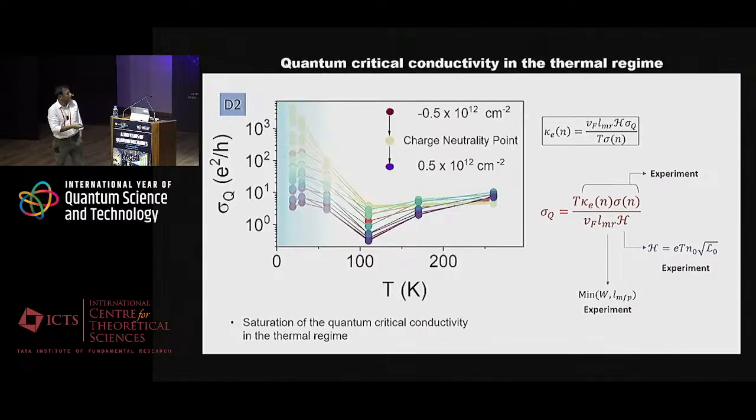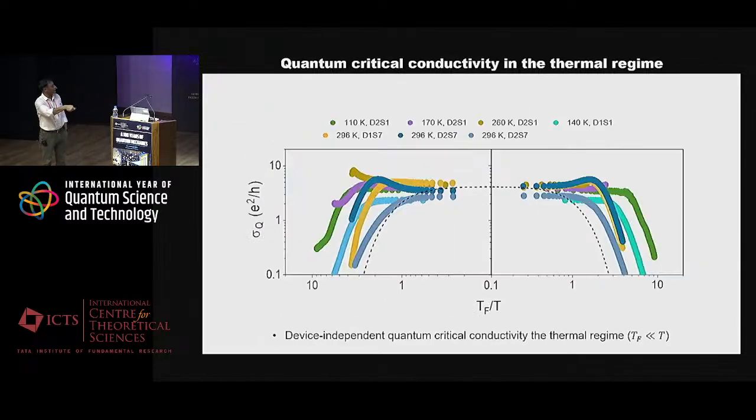If I do all these and put it together, this is sigma q as a function of density at different temperatures. What we see is that at high temperature, above 100 Kelvin, it converges to a number irrespective of what the density is. Actually, at low densities, slowly, they all converge to a particular number in these systems.